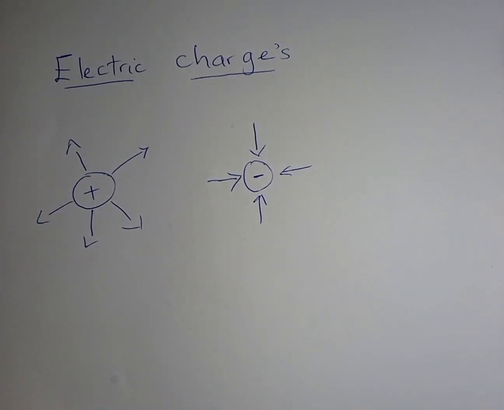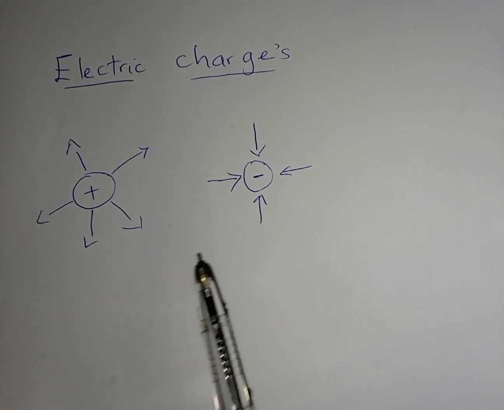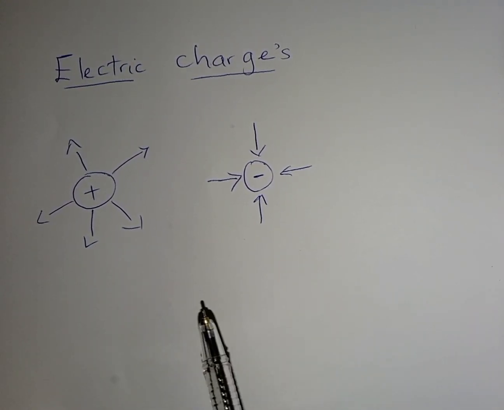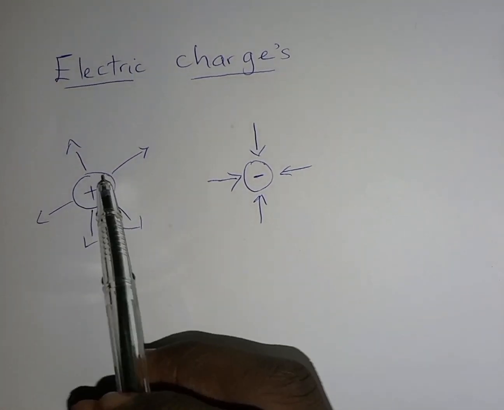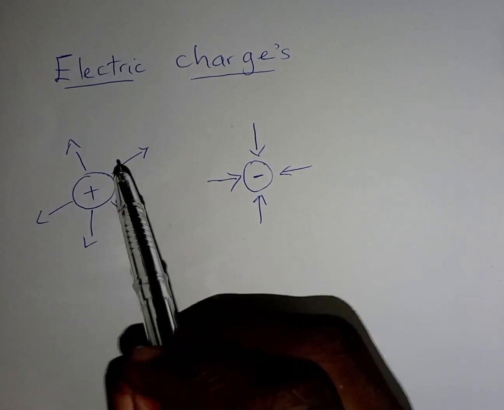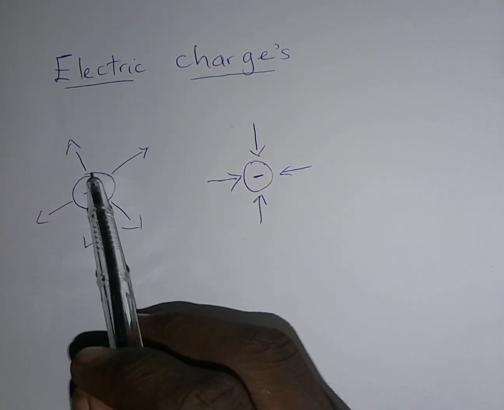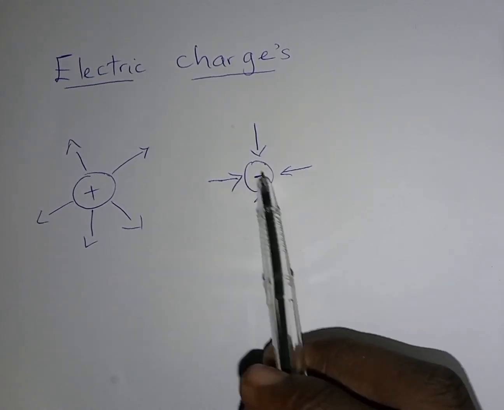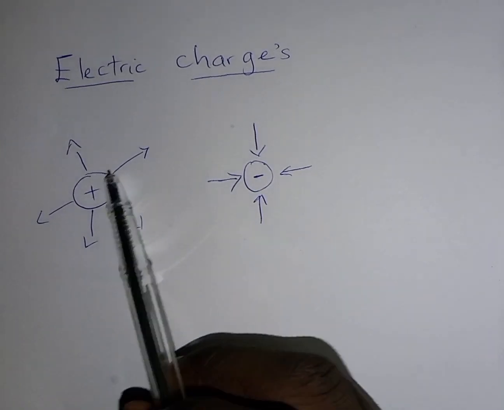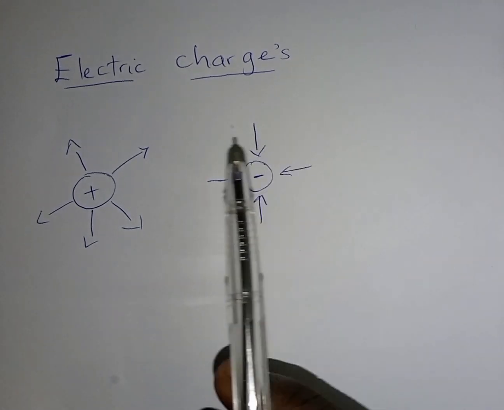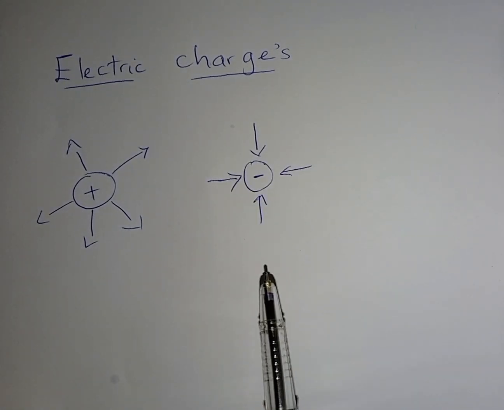Now you have heard the saying that unlike charges attract and like charges repel. Why? Look at this positive and this negative charge. They are unlike charges. This charge is releasing a force, and this charge is collecting a force. So if this one releases, this one will receive. Therefore, they will come together and attract each other.